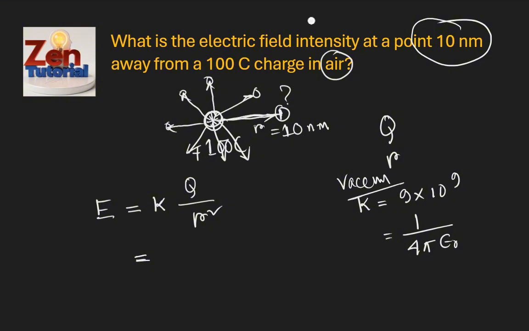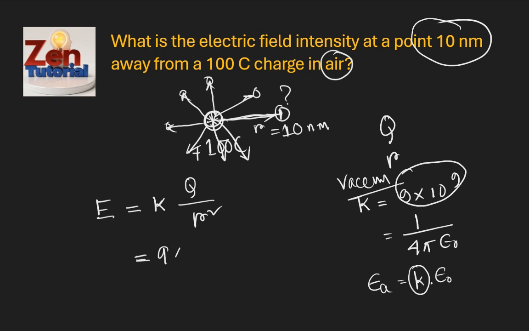So what is the relation between vacuum and air? Indeed, we could write epsilon air is equals to K times epsilon naught, right? K is actually the ratio. This K and this K are not the same one; this is another one. Anyways, air and vacuum are actually similar, so we consider this value for air as well.